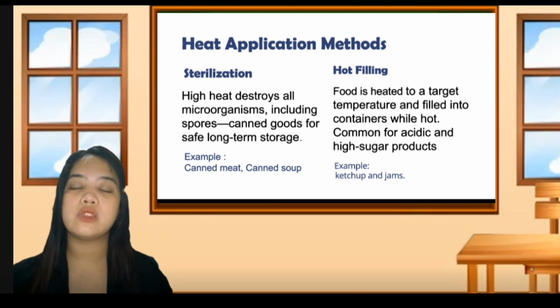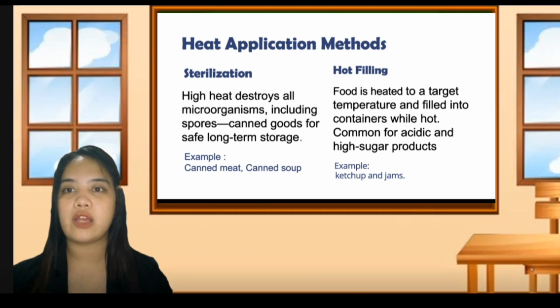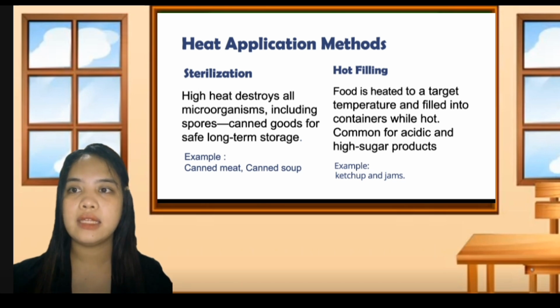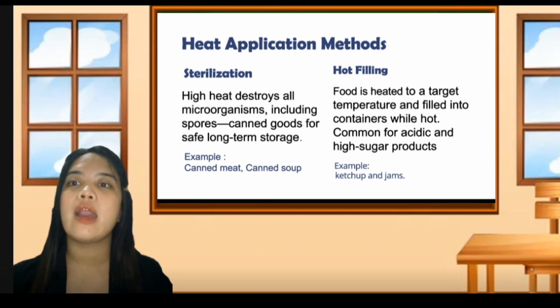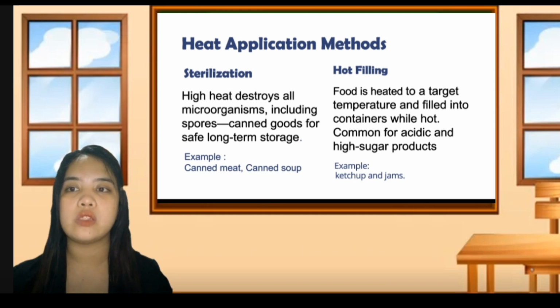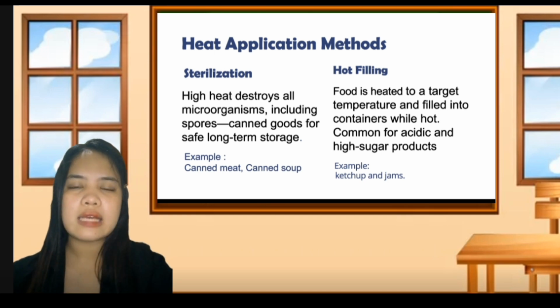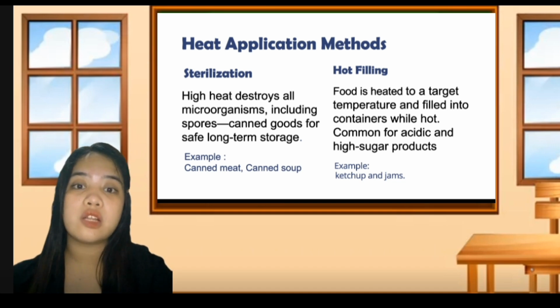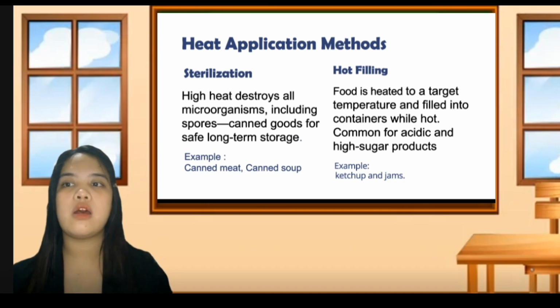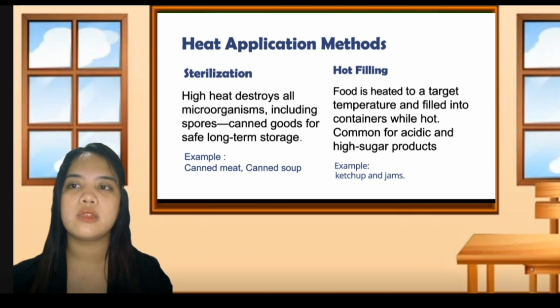Let's first look at sterilization, our first heat application. It uses high heat to destroy all microorganisms, excluding spores, ensuring the food is safe for long-term storage. This method is commonly used for canned goods. So, can anyone share an example of food that undergoes sterilization? Ms. Love, would you like to answer?